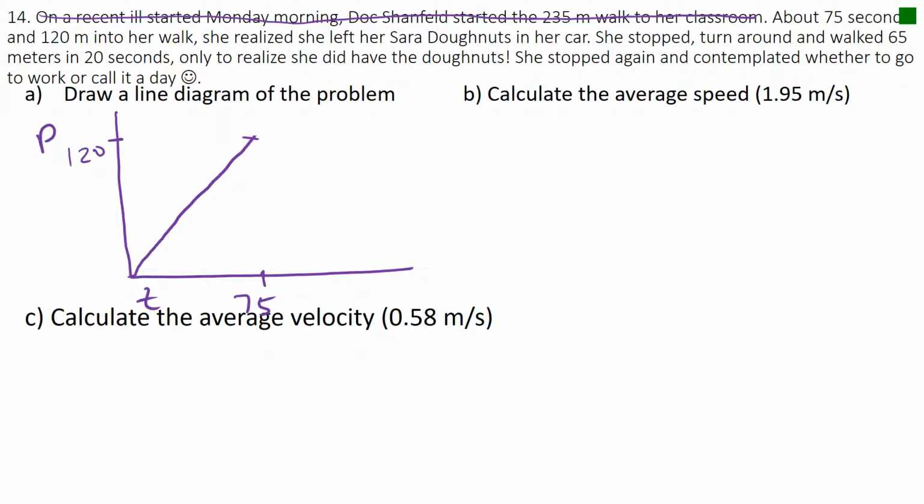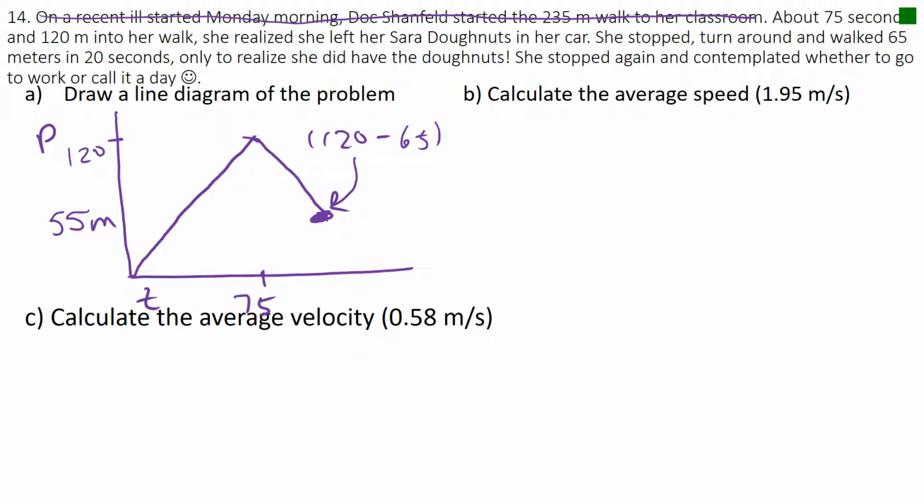Okay, she stopped, turned around, and walked 65 meters in 20 seconds. So we have to do 120 minus 65. This distance right here is going to be 120 minus 65, which puts her at 55 meters. That's 55 meters on the graph.